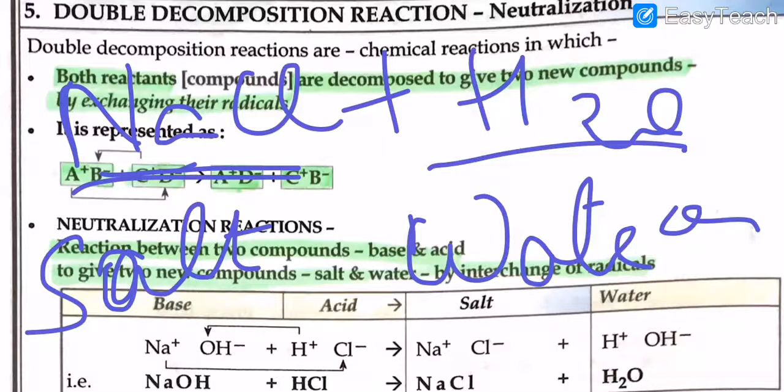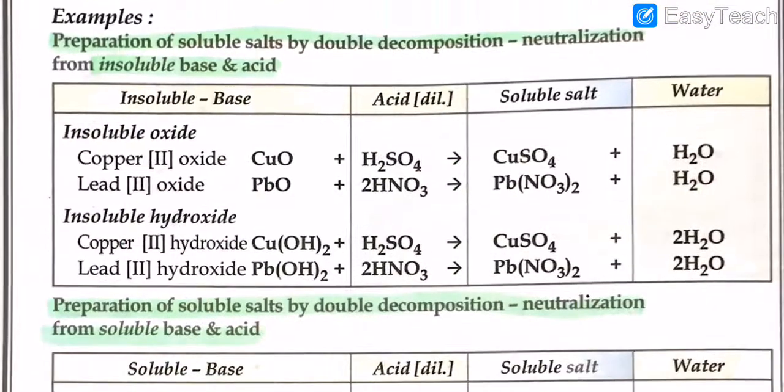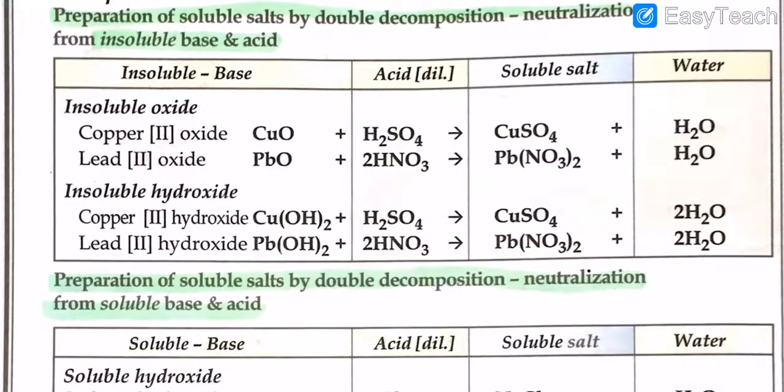Preparation of soluble salts by double decomposition, neutralization from an insoluble base and acid. Fine. And so let's take a few more examples given in your textbook. Learn all the examples given in your textbook thoroughly, because a lot of examples in your paper can come from your textbook. So each and every example given in your textbook has to be learned. Everything in your textbook, all right? Not learned by heart, but just understand them very, very well, all right?